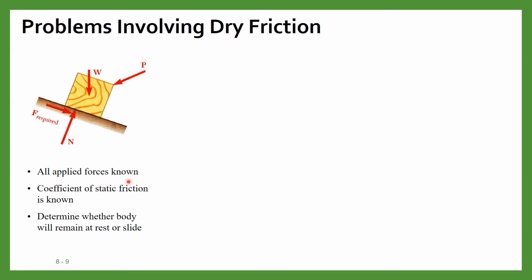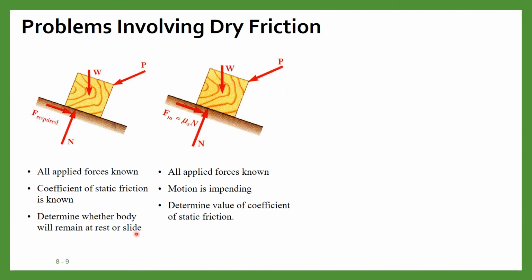all applied forces are known, the coefficient of static friction is also known, and you have to determine whether the body will remain at rest or slide. So sometimes you have to solve this type of problem. Then another case might be that all applied forces are known and motion is about to start, motion is impending, and you have to determine the value of the coefficient of static friction, that is, you need to find mu s.